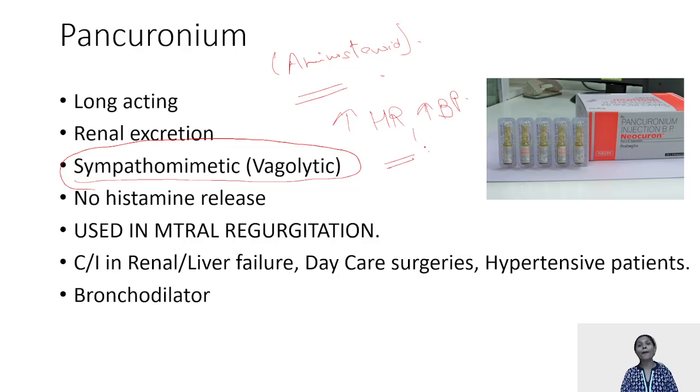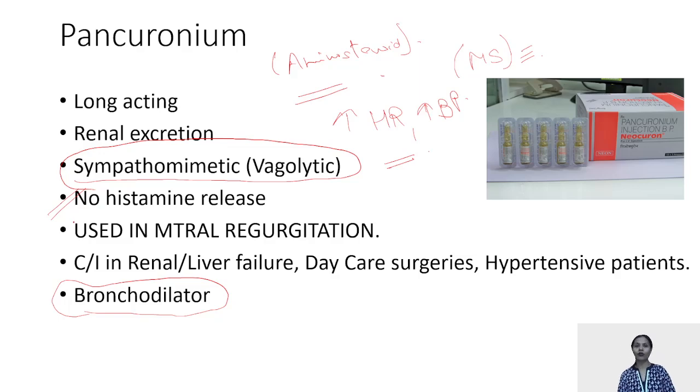That is why pancuronium is avoided in all those cases in which we don't need tachycardias. For example, in patients of mitral stenosis, never give pancuronium because it leads to tachycardia. But the beauty of pancuronium is it's a very good bronchodilator. It does not lead to histamine release, and it is the drug of choice in asthmatic patients.